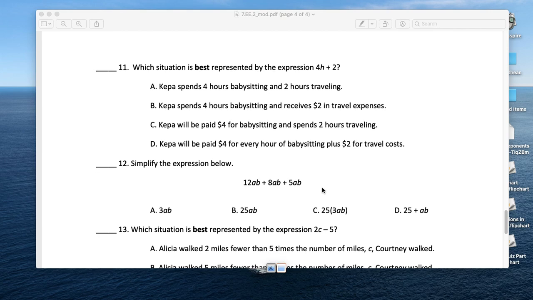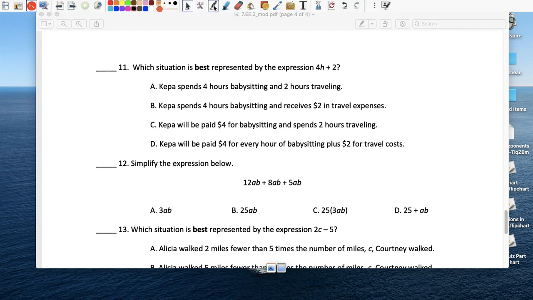11. Which best is represented by the expression 4h plus 2? Kara spends $4 babysitting and 2 hours traveling. No, it's 4 times something, right? So you're looking for something that says 4 times something and then plus the 2. So that's not it. 4 hours babysitting and receives $2 in expenses. Nope. $4 for babysitting and spends 2 hours traveling. No. $4 for every hour babysitting, that looks good, plus $2 for travel costs. There we go.